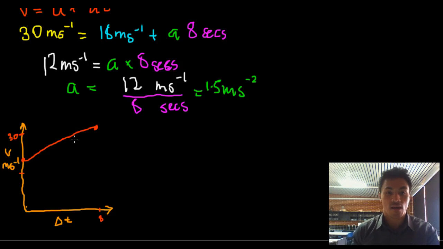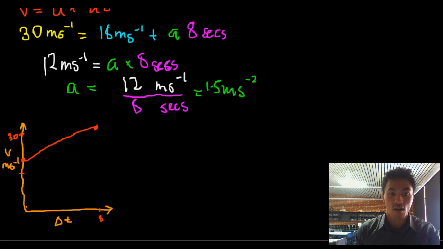So if we join up those two lines, it should be a straight line, and we can see here that the acceleration, just the rate at which this speed changes, is going to be the gradient of this line, which is 1.5. If you take the difference between our final velocity, which is 30 meters per second, and our initial velocity, which was 18, the difference between them is 12 meters per second.